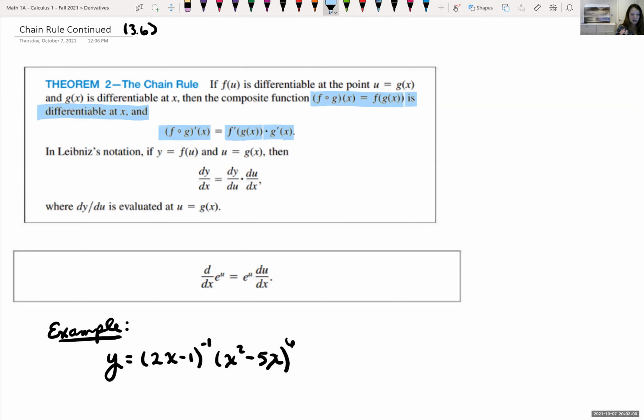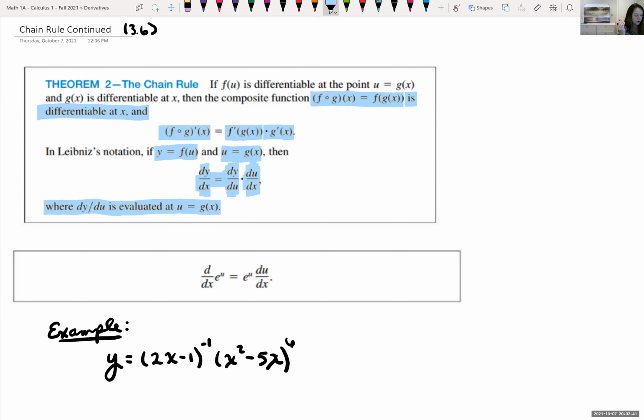Or if we wanted to, we could go through and figure out what is that inner function. We're going to choose that to be u equals g of x. And then we can let y equals f of u, and that would be our composition of f of g of x. If we want to look at it this way, then the derivative of y with respect to x is equal to the derivative of y with respect to u, times the derivative of u with respect to x, where dy du is evaluated at u equals g of x.